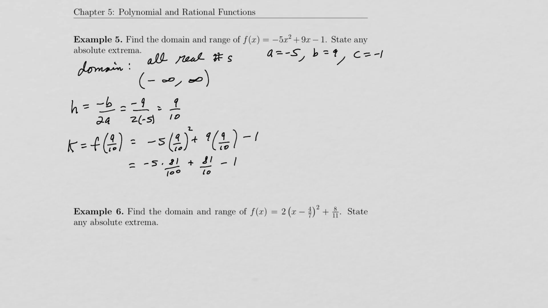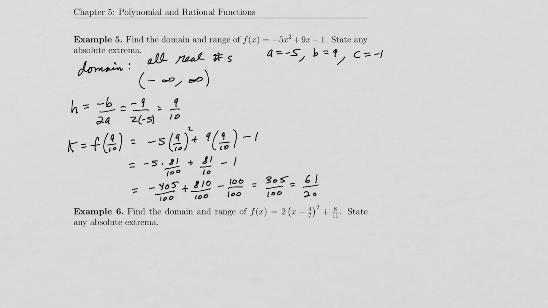And if I want to write everything in terms of over 100, so it has the lowest common denominator, I can write this as, so negative 5 times 81 is negative 405 over 100. Then if I multiply the second term by 10, I have plus 810 over 100. And then 1 I can write as 100 over 100. Right? And if you work that out, you're going to get 305 over 100, which actually simplifies. I guess 5 goes into both of them, definitely. Simplifies to 61 over 20.